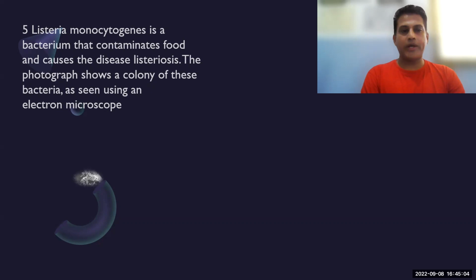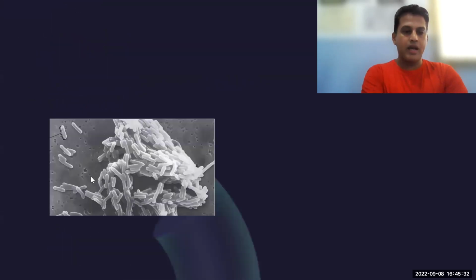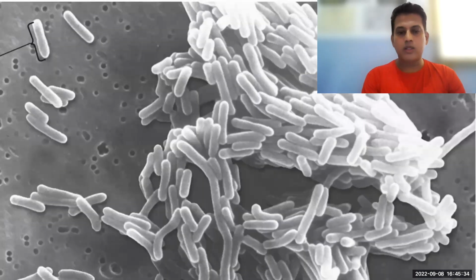Okay, so what are the things pointed out? Listeria is a bacterium that can contaminate the food, and if this contaminated food is consumed by people, they get the disease listeriosis. Bacteria grow as colonies, and we can see the bacteria under electron microscope like this.